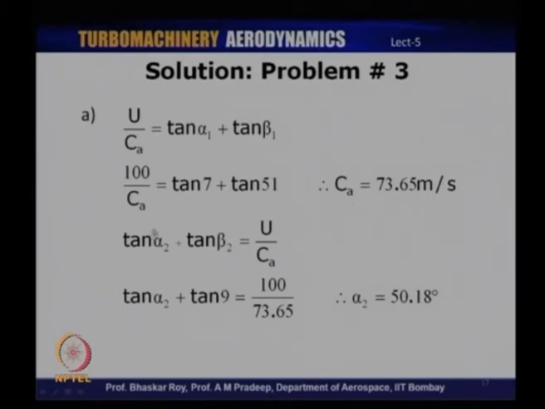Now, since C A is known from the velocity triangle again, we have tan alpha 2 plus tan beta 2 again is equal to u by C A. Since beta 2 is known and this ratio is also known, we can calculate alpha 2, which is the angle at the stator inlet. Alpha 2 is 50.18 degrees. So, as I mentioned, if you have the velocity triangle right, this is very straightforward, you can very easily find out alpha 2.